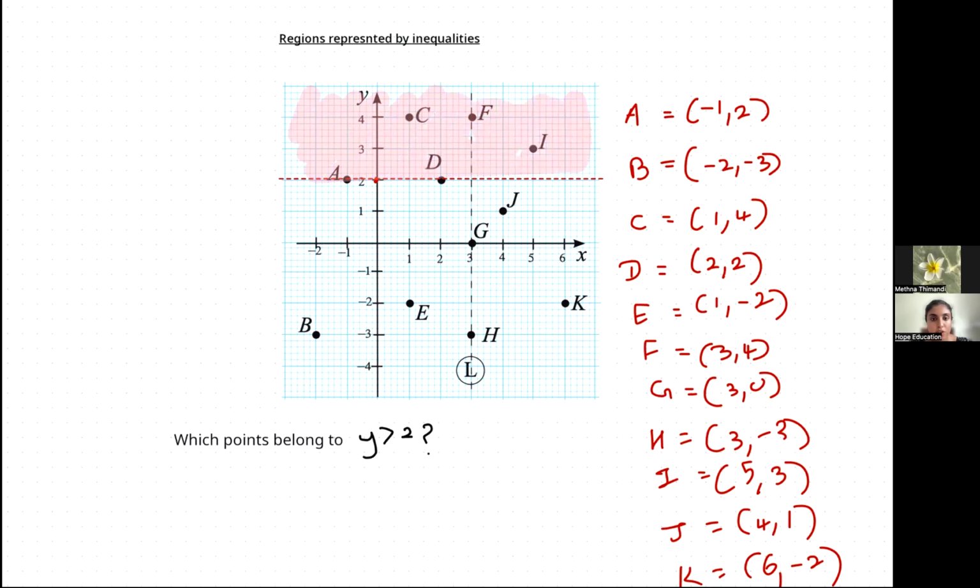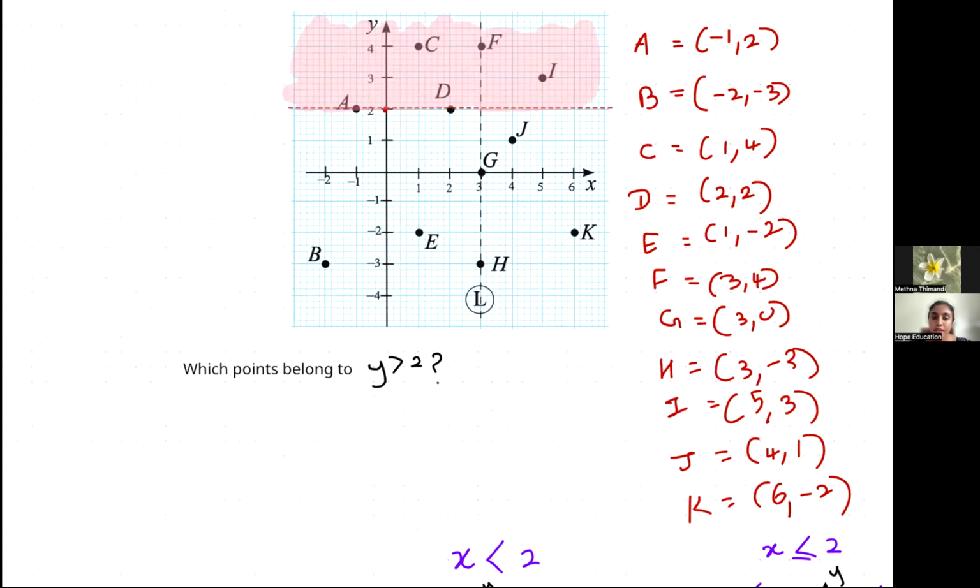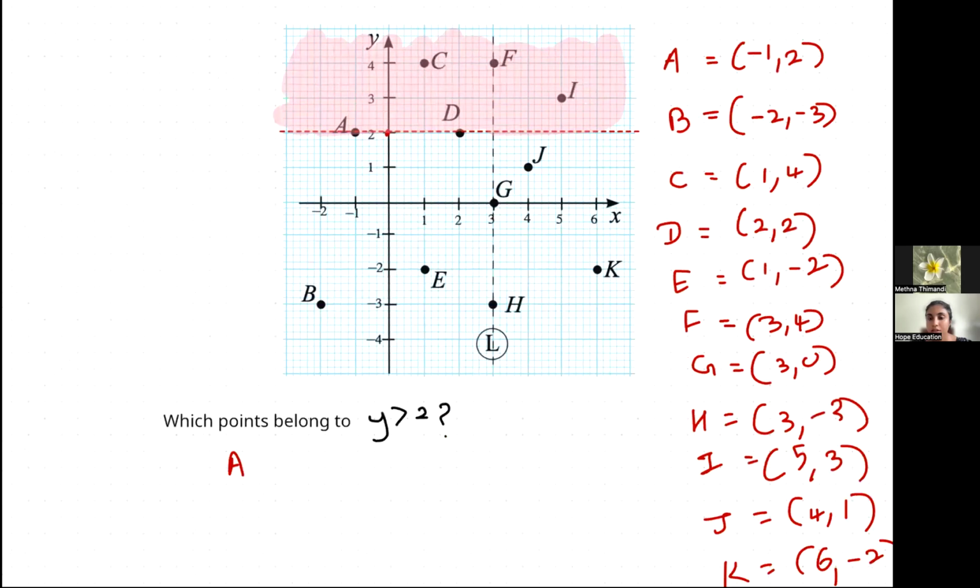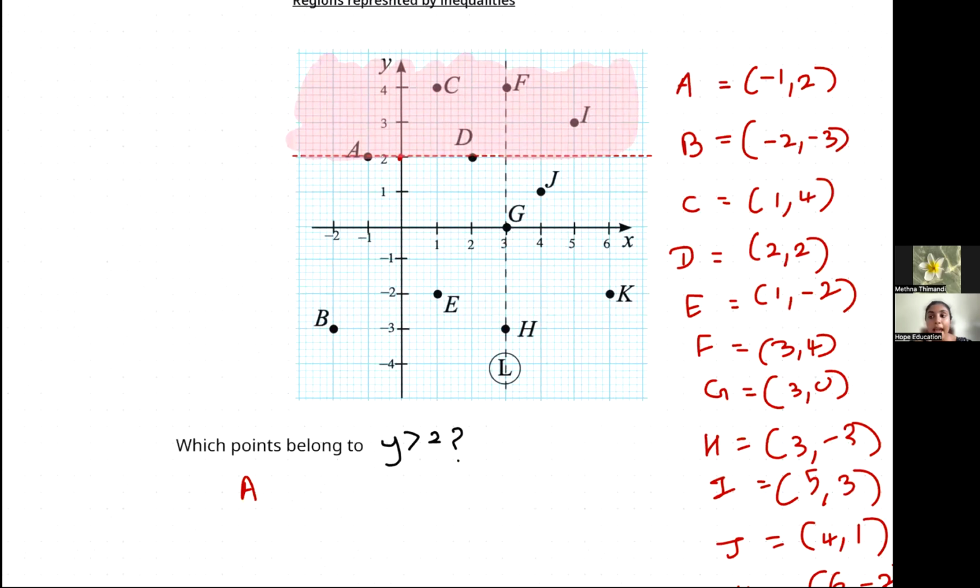Right? So if you take this region, which points belong to this region? Now if I ask you, does A belong to this region? No, because A is on this dash line. A is on y = 2. But this is not y is equal to 2. Y is greater than 2 only. If I said y is greater than or equal to 2, maybe we could take A. But here we cannot take A.